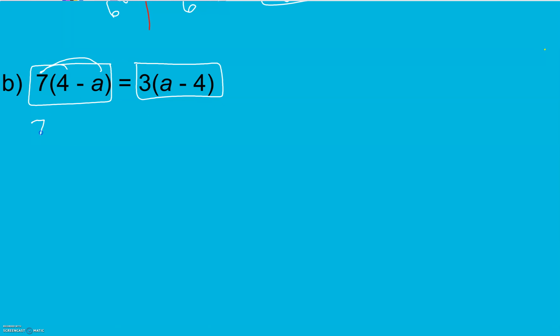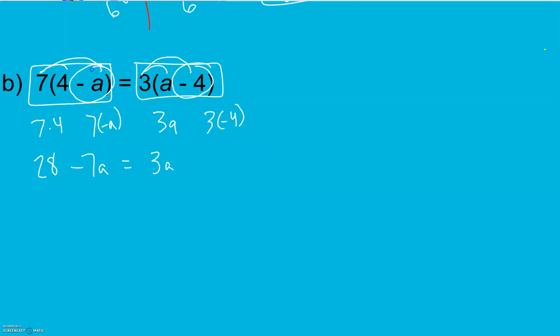Distribute. 7 times 4 gives me 28. 7 times negative a gives me negative 7a. 3 times a gives me 3a. And 3 times negative 4, remember take those signs with your numbers, gives me a negative 12.